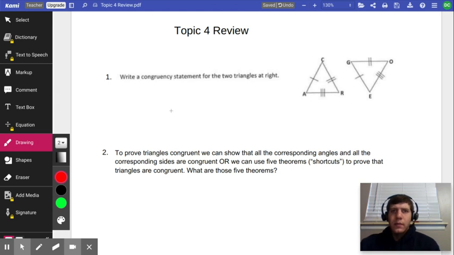All right, this is the topic for review. So number one here is asking us to write a triangle congruence statement for the two triangles on the right. So you just want to name that first triangle however you want. There's 6 different ways we could name it. Triangle CAR, triangle CRA, triangle RCA, triangle RAC, triangle ARC, or triangle ACR. I'm just going to do triangle CAR.